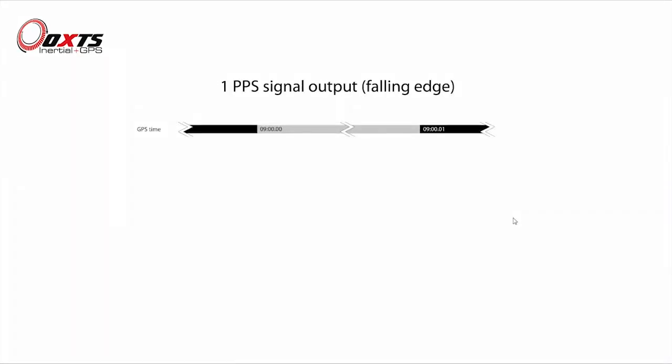So let's look at the signal in more detail. We're going to concentrate on a falling edge signal as that's the standard output for most sensors. Just below you can see we have a GPS timeline in 1 second intervals. You can see 2 transitions, one from 8:59 and 59 seconds to 9 AM, and another from 9 AM to 9 AM and 1 second.